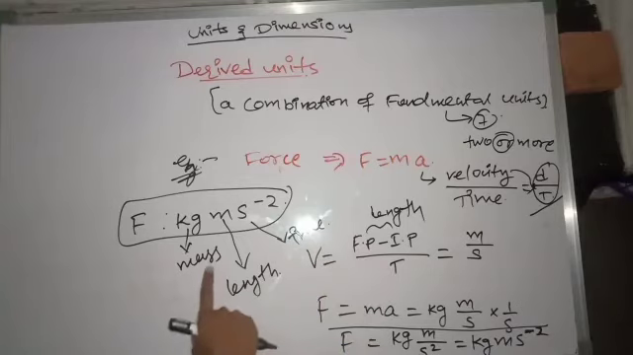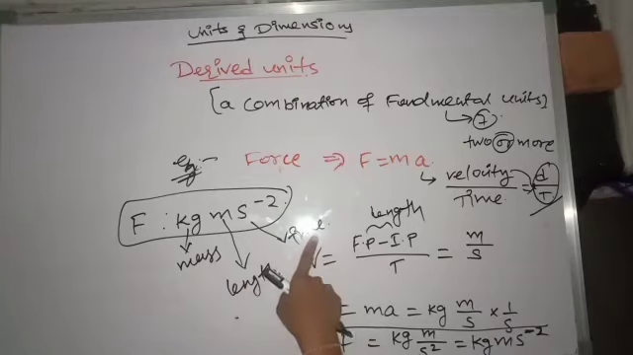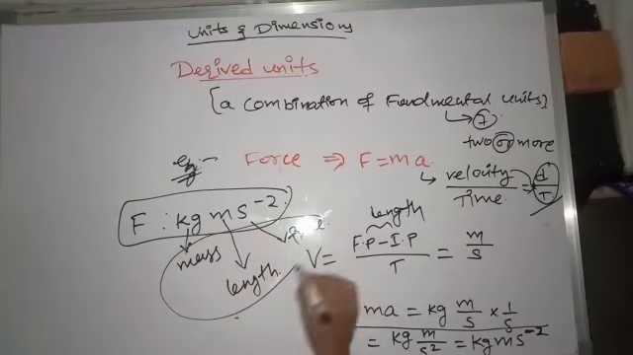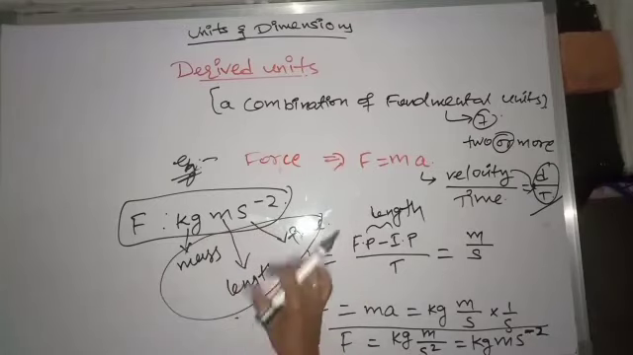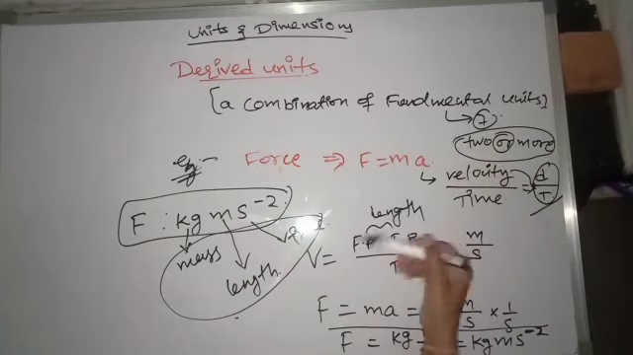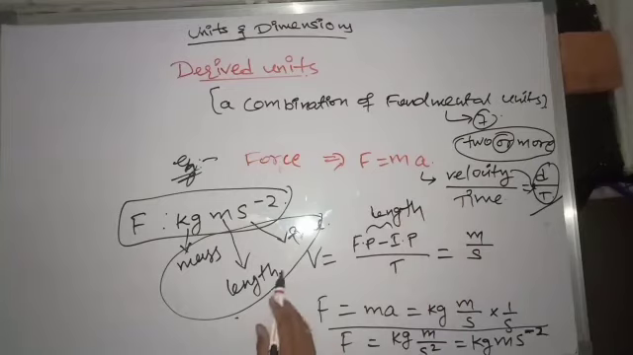Here we are combining mass, length and time. That means a combination of these three physical quantities is known as derived physical quantities. We are combining two or more physical quantities. These are known as derived physical quantities.